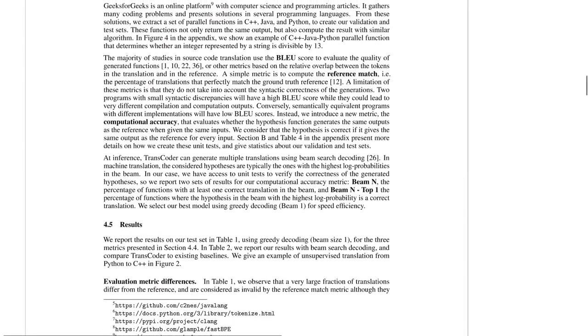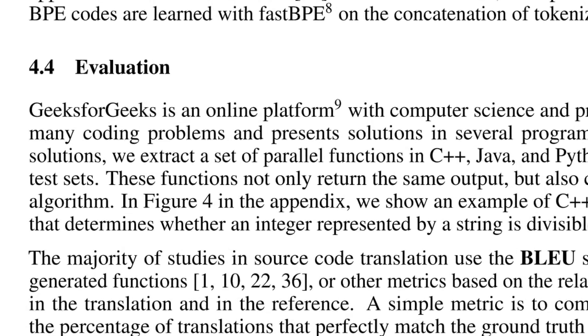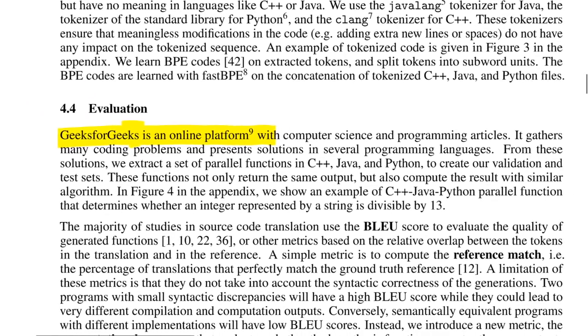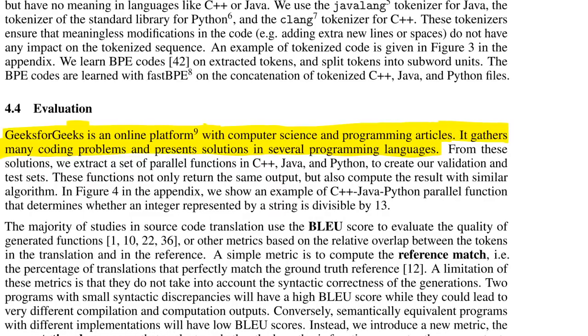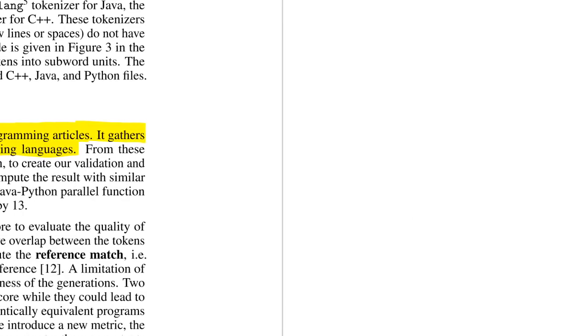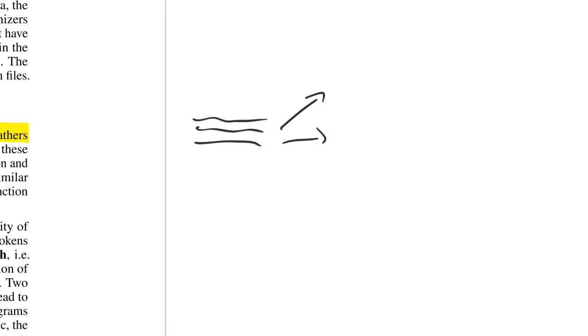Now for evaluation, the question is, of course, how do you evaluate models like this? For evaluation, they go to this website called Geeks for Geeks, an online platform with computer science and programming articles. It gathers many coding problems and presents solutions in several programming languages. Okay, so this is a website that teaches you to code, and it will have an exercise, please do this. And then it will provide solutions in the different languages.